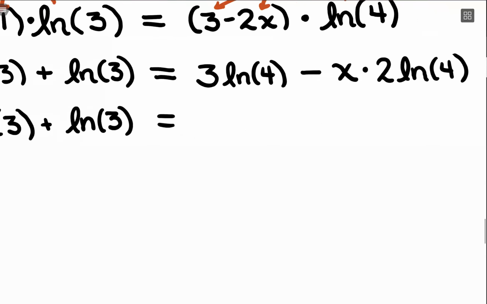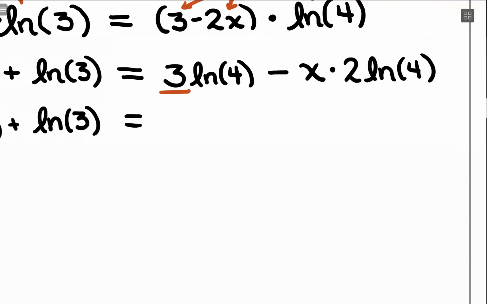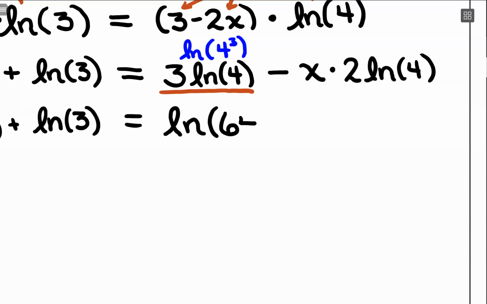However, on the right-hand side of the equation, I'm going to simplify this 3 times the natural log of 4 to be the same thing as the natural log of 4 with an exponent of 3. So instead of writing it out as 3 times the natural log of 4, I'm going to replace that with the natural log of 4 cubed, which is 64. So just a little simpler having the number contained inside than having numbers on both the outside and inside.